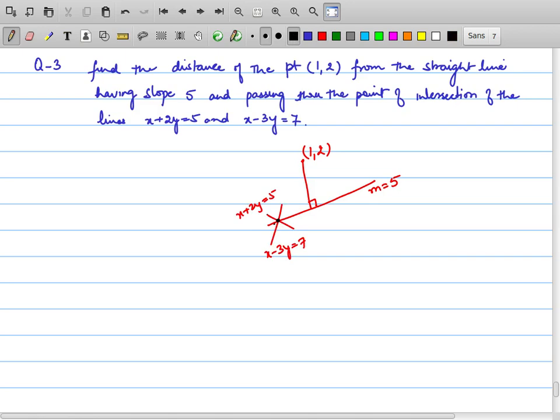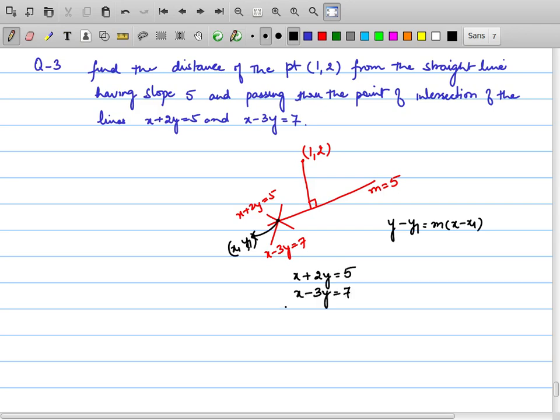Point of intersection of these two lines through which our line is passing, and the slope of our line is 5. Now this is quite easy. If we find the point of intersection of these two lines, we will get the point. Our line is passing through this point and its slope is 5. Therefore, we can find the equation of our line using the one point form. This will act as x1, y1. So, first of all, we'll find out the point of intersection by solving these two equations simultaneously.